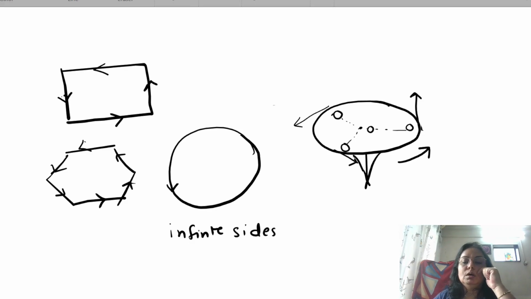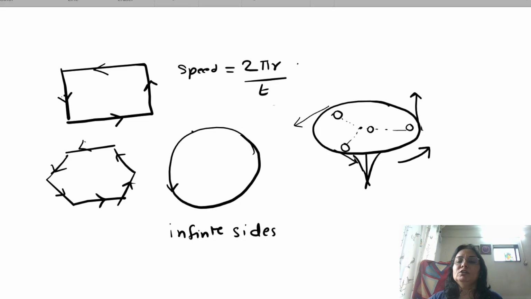So, what is the speed now? Speed is nothing but distance travelled upon time taken. The particle starts from here and comes back to the original position following the circular path. It will cover 2 pi r distance, which is nothing but the circumference of the circle, and time taken is t. But what is the velocity? Velocity will be 0 because displacement is 0. It started from the same point and came back to the same point. Displacement was 0, so velocity will be 0.